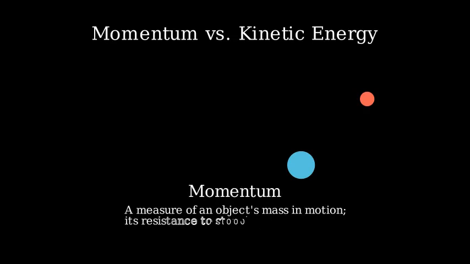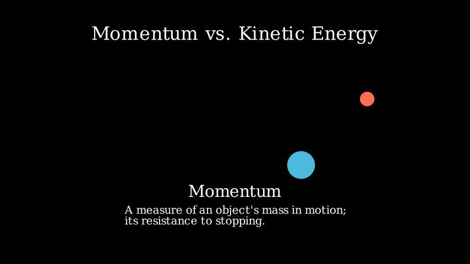When we talk about objects in motion, two important concepts often come up: momentum and kinetic energy. While both relate to movement, they describe different physical quantities and have distinct characteristics. Let's break down the differences between them. First, let's look at momentum.